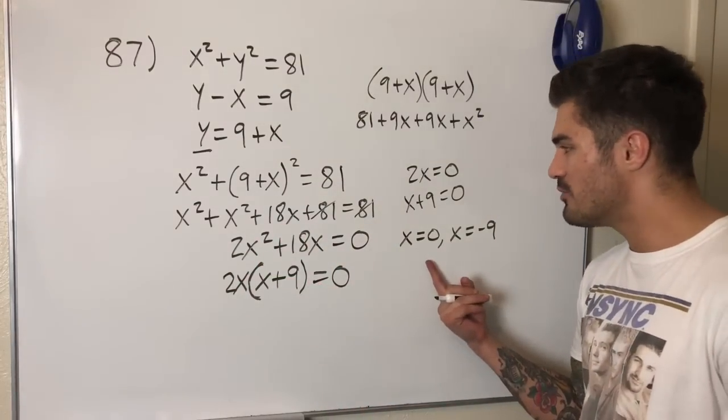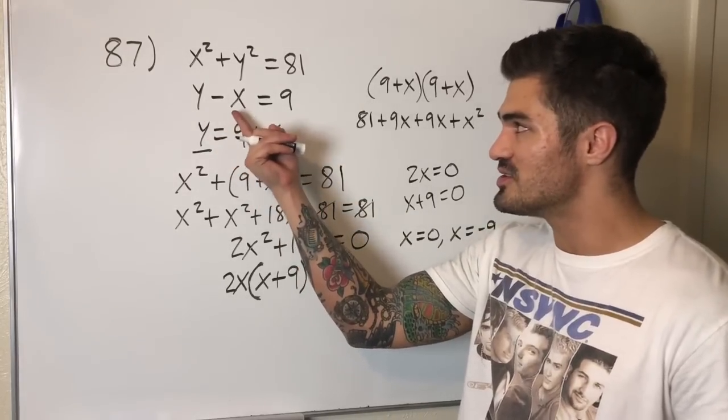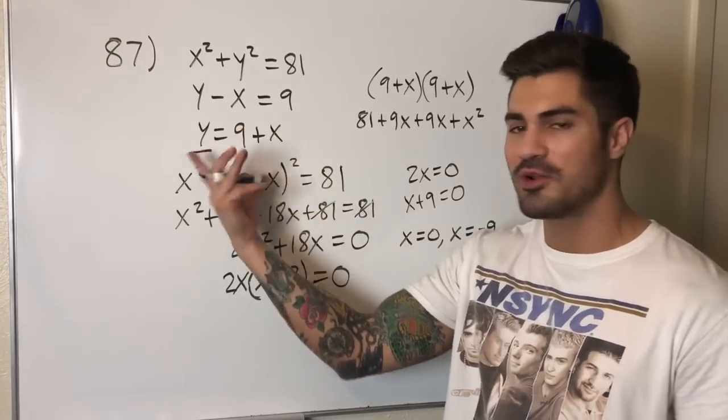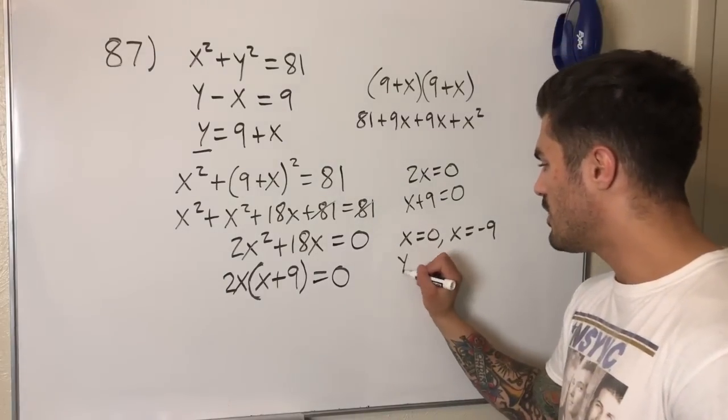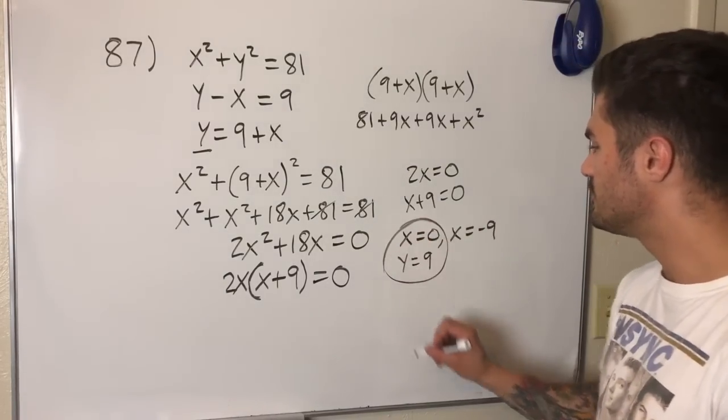So what is y when I have x equals 0? I can use this equation. So y minus 0 equals 9. That means y equals 9. So here I have y equals 9. And this is one pair, right?